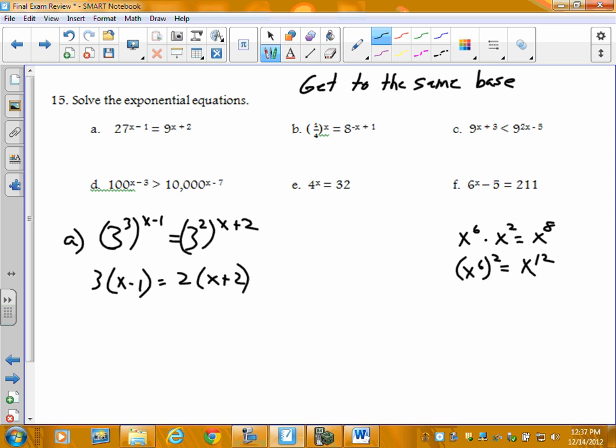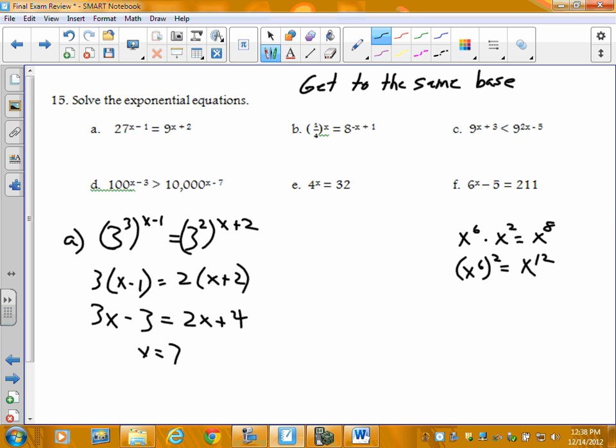Guys, and then to solve this problem, the steps are something that we did back in the first chapter. Let's solve this linear equation. 3 times x minus 3, x equals 7. Excuse me, guys. Okay, so x equals 7.